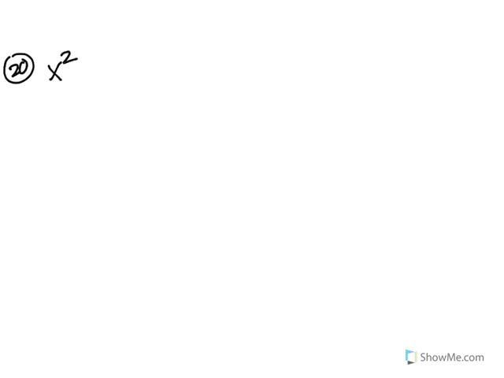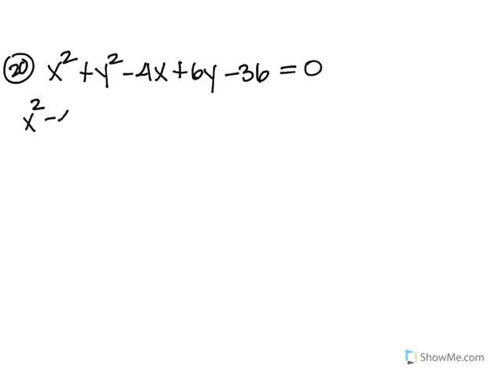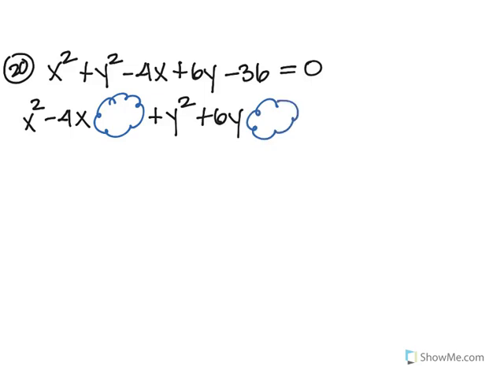And 20, we have x squared plus y squared minus 4x plus 6y minus 36 equals 0. So let's group it together. X squared minus 4x and a bubble plus y squared plus 6y and a bubble equals positive 36 and double bubble.